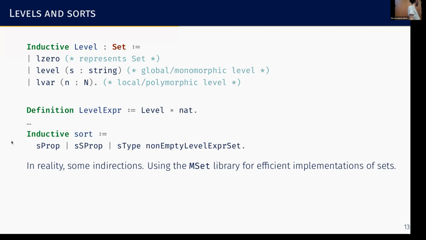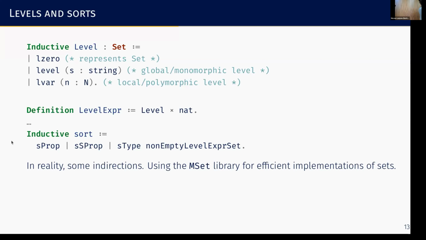And then the slightly higher thing is we're going to pair one of these things with a natural number, which is going to represent an offset. So for instance, if you have a pair of level 0 and a natural 2, this is going to represent something that is at least 2 levels higher than set, so that you are able to talk about a hierarchy a little bit.